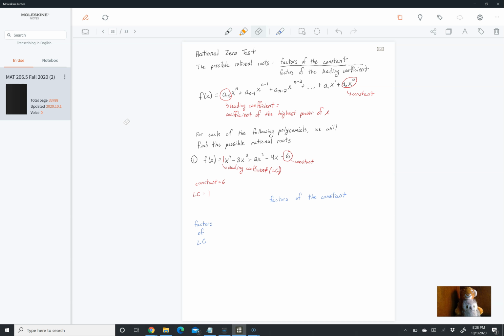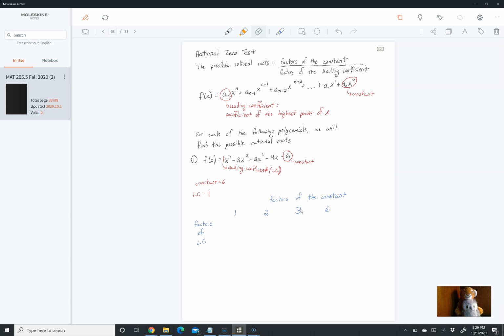So let's start with the factors of the constant. Our constant is 6, so what are the factors? The factors of 6 are 1, 2, 3, and 6. And actually, I'm going to spread this out a little bit more. I'm just writing the same exact thing, just spreading it out.